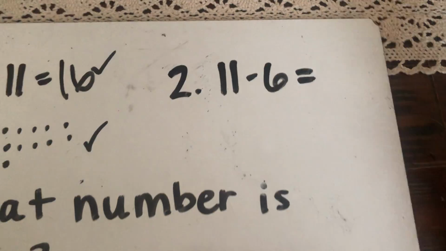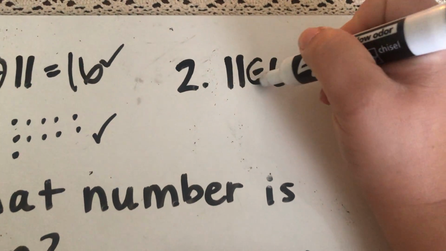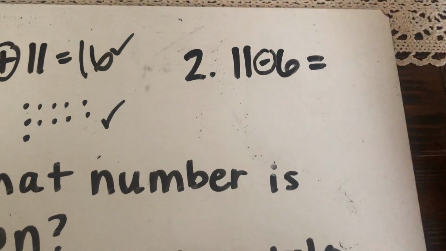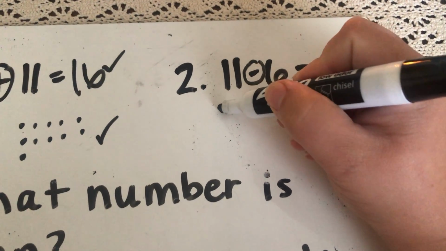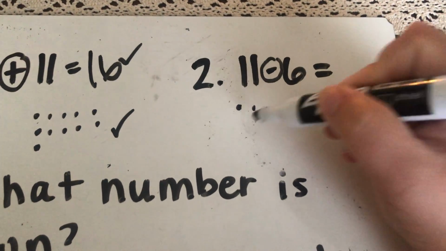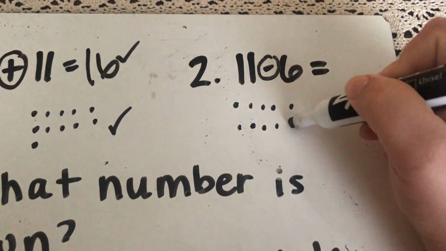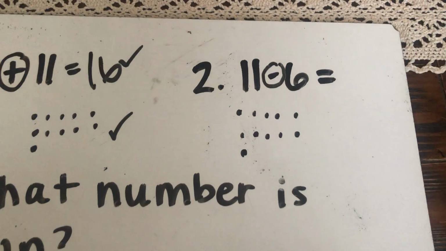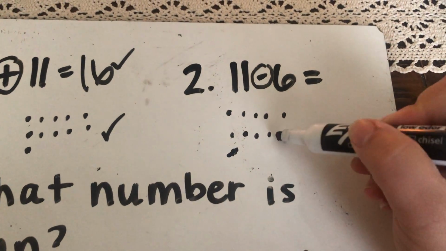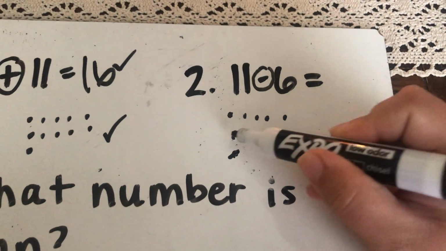All right, let's move on to number 2. Number 2, we have 11 minus 6. So I'm going to start with 11 and then I'm taking away 6. So let's start by drawing 11 dots. 1, 2, 3, 4, 5, 6, 7, 8, 9, 10, 11. And then I'm crossing off 6 because I'm subtracting. I'm taking away. 1, 2, 3, 4, 5, 6.